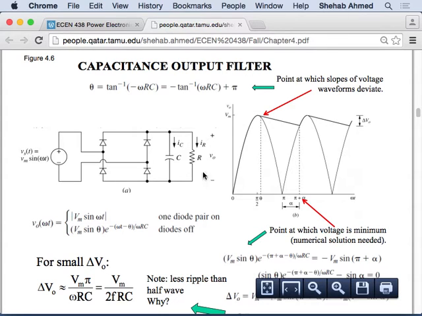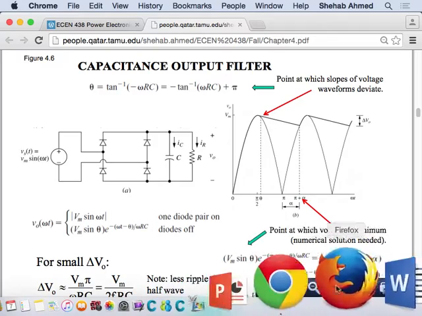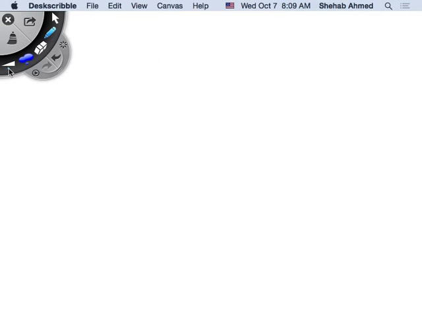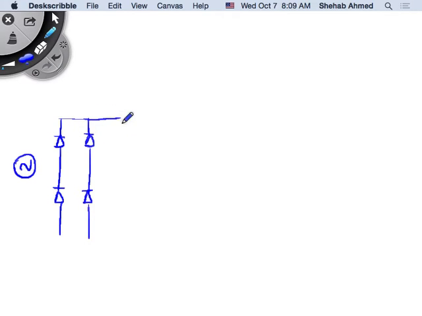So let's go over what we had here again. What we have is the full wave rectifier. Looking at the full wave rectifier circuit, this is my source. We'll first do it without the capacitor, so just the resistive case, and then we'll see how things change when we add the capacitor. One, two, three, four.